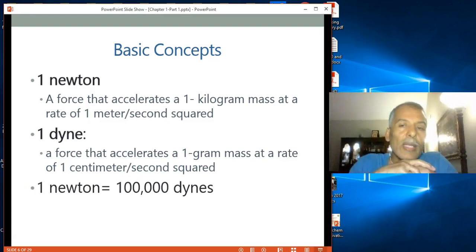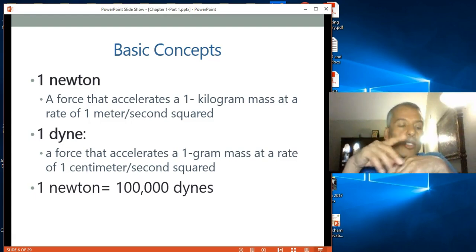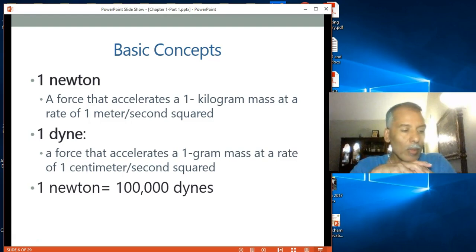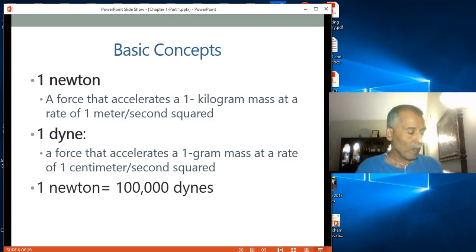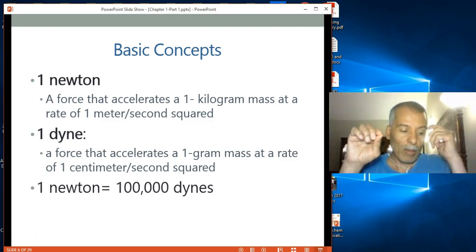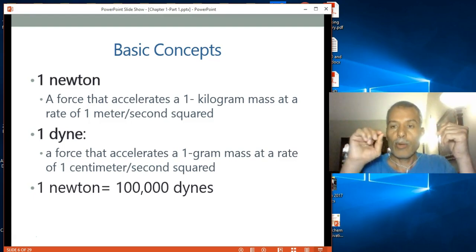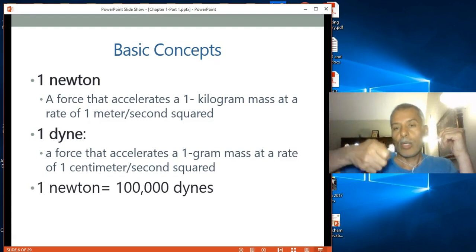So now, let's look at the dyne. A dyne is a force that accelerates 1 gram of mass at a rate of 1 centimeter per second squared. So if I have, let's say, a piece of metal, I can't think of something that is just 1 gram. Let's say a little piece of metal, and I'm going to throw it to you.